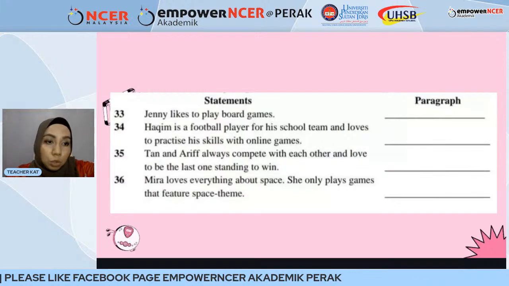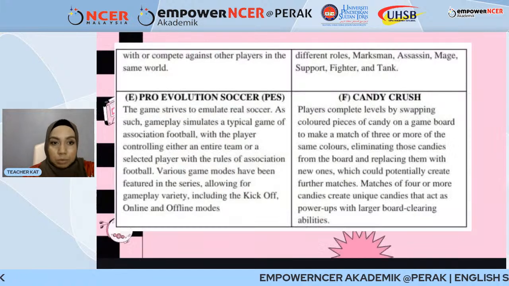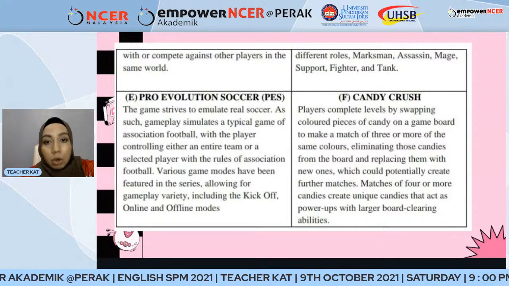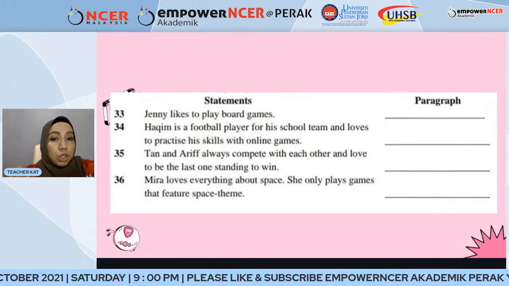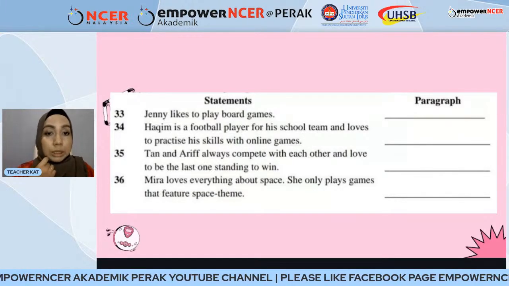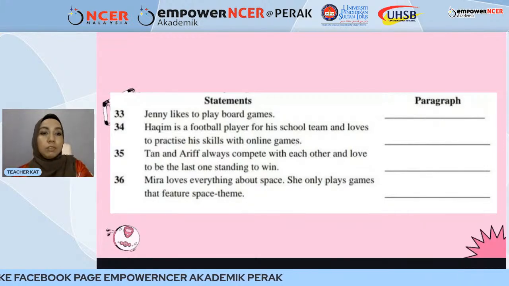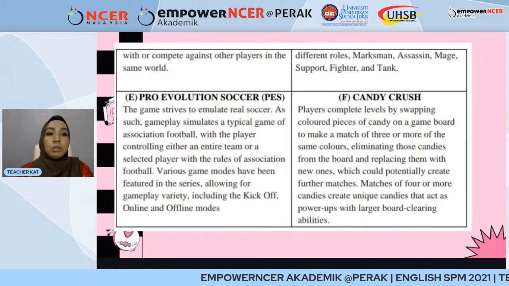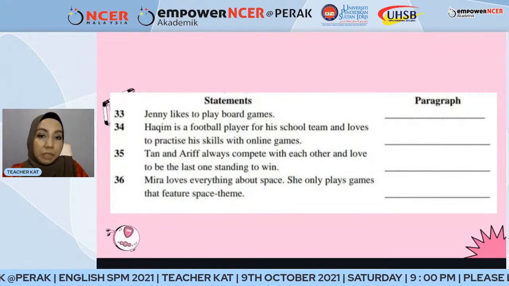Let's try to answer this question. Question number 33: Jenny likes to play board games. The answer is here in Candy Crush: players complete levels by swapping colored pieces of candy on a game board. So the answer you should write is not Candy Crush, but F. Correct. Now number 34: Hakim is a football player for his school team and loves to practice his skills with online games. So football player, the answer is Pro Evolution Soccer. So you write down the answer E. Number 34, paragraph E.